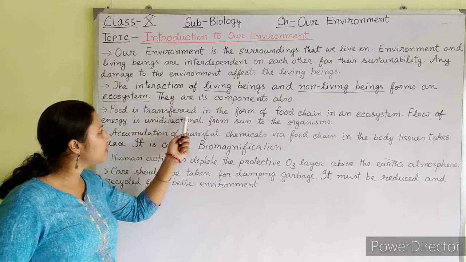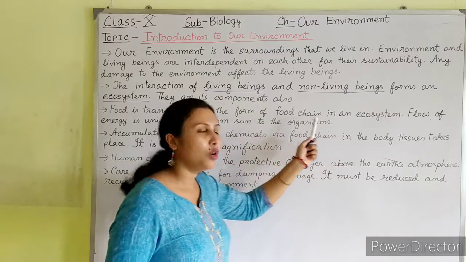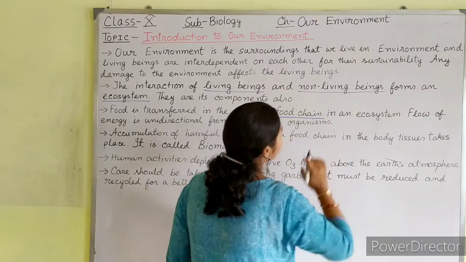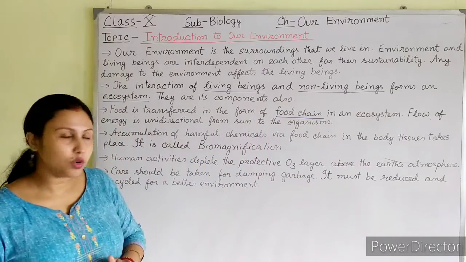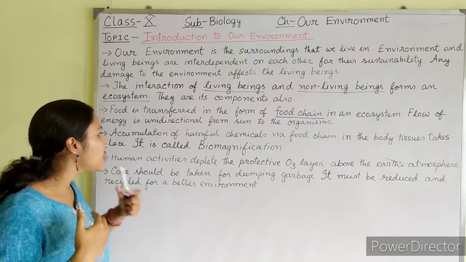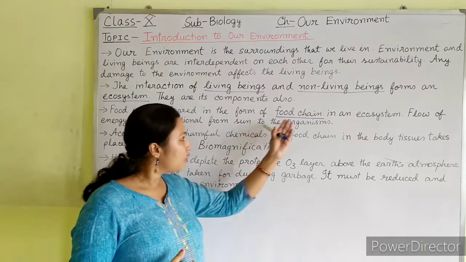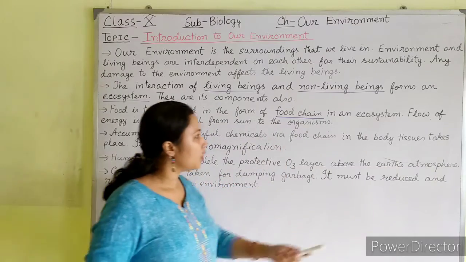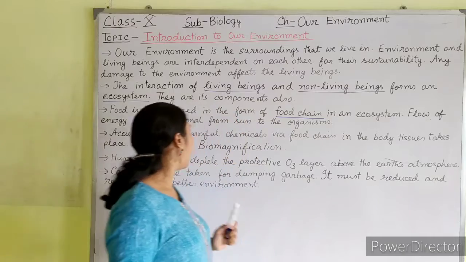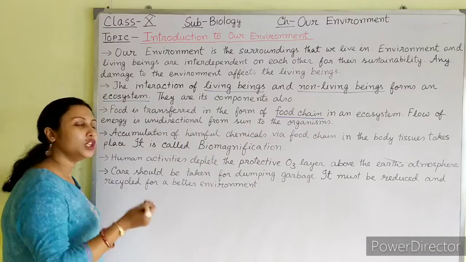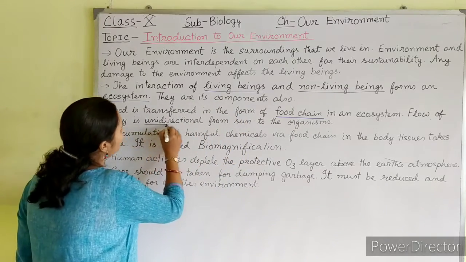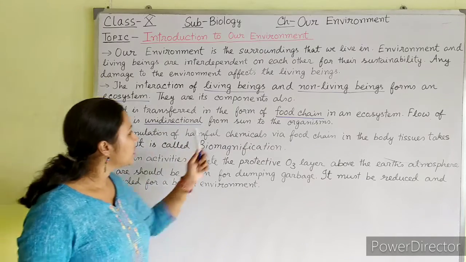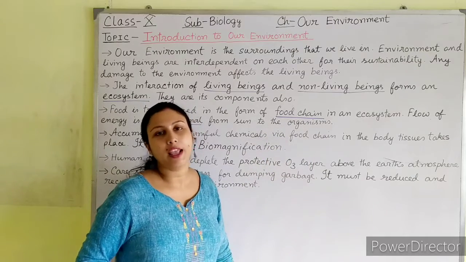Food is transferred in the form of a food chain in an ecosystem. So we know that food is transferred in the form of a food chain in an ecosystem. Flow of energy is unidirectional. The flow of energy is unidirectional from the sun to the organisms.